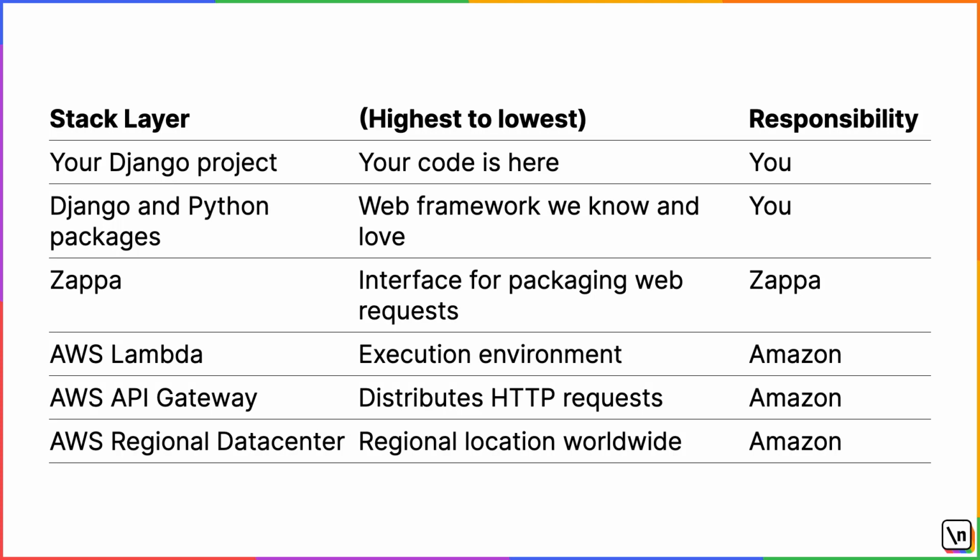Next, we have a utility called Zappa, which we'll talk about in just a second. It's an open source tool that packages web requests to your Django project. Supporting Zappa is AWS Lambda, which is your execution environment. Associated with that is your AWS API Gateway that actually receives and distributes HTTP requests. And finally, Amazon supports multiple regional data centers where they provide power, HVAC, and security.